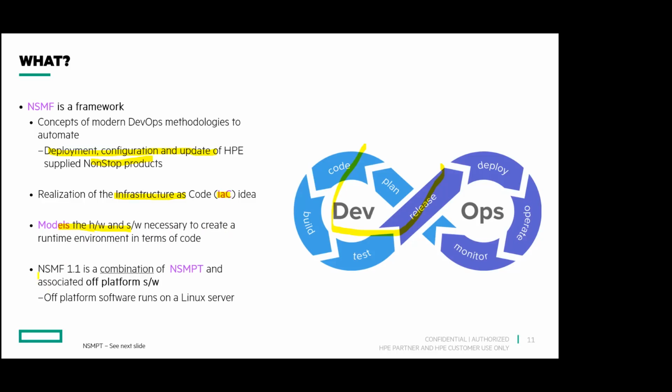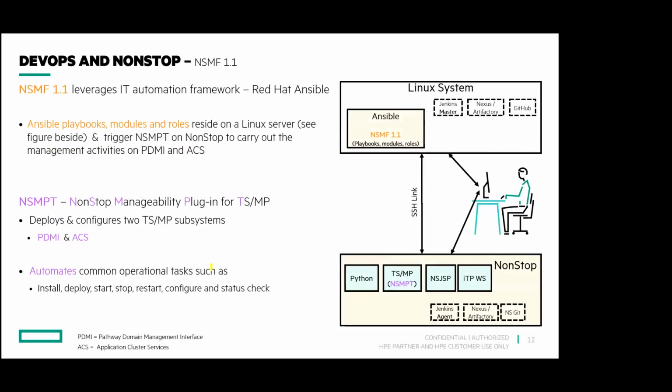And we have NSMF. I'll show you in the next slide how we have implemented it. NSMF 1.1 is a combination of two software, and we will see them in the next slide. In this slide, I'll draw your attention to the right-hand side picture. We have a Linux system, and then we have a NonStop. Inside the NonStop, we have this product, TSMP, the backbone for us. TSMP actually contains two subsystems called PDMI and ACS, Pathway Domain Management Interface and Application Cluster Services. A lot of configuration parameters have to be programmed for bringing up PDMI and ACS and all that.